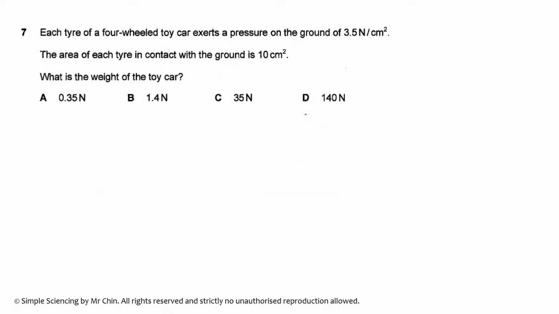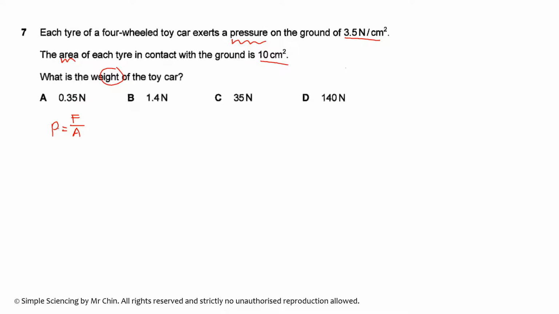Question 7. Each tire of a 4-wheeled toy car exerts a pressure on the ground of 3.5 Newton per cm square. The area of each tire in contact with the ground is 10 cm square. So what is the weight of the toy car? Now this question tests you on pressure and area. So recall any formula that connects area and pressure. Okay, that's right. Pressure equals force over area.